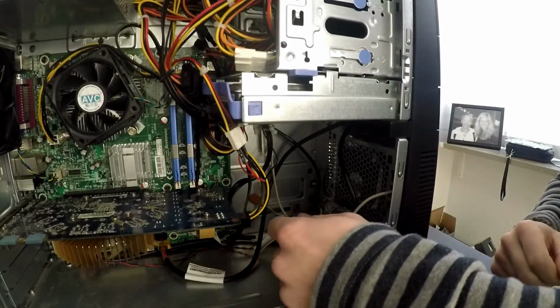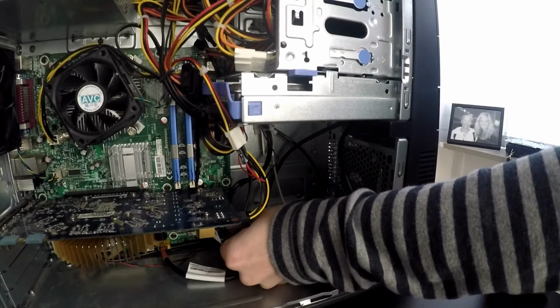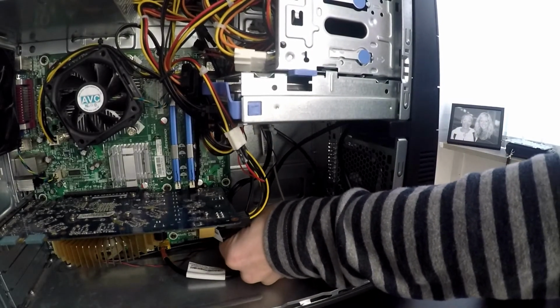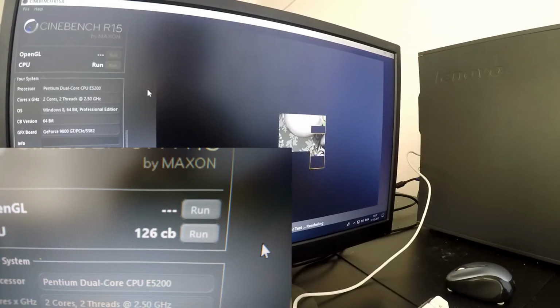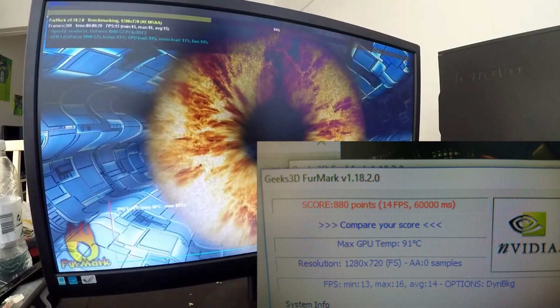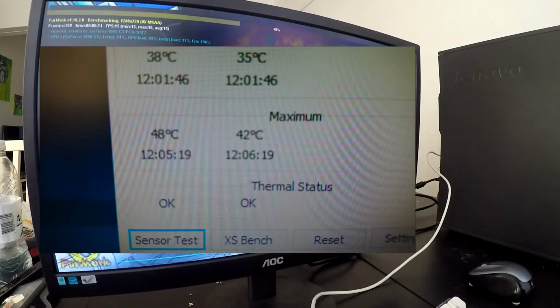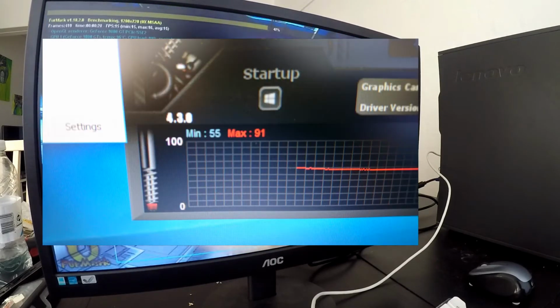So our third and final test, we also plugged in the front intake fan and closed the system up once more. Now Cinebench ended with a score, as you've probably already guessed, of 126 points. And Furmark once again got 880 points. Now the CPU temperature did not change, we're still running at 48 degrees Celsius. However, the GPU maximum temperature had fallen to 91 degrees Celsius.